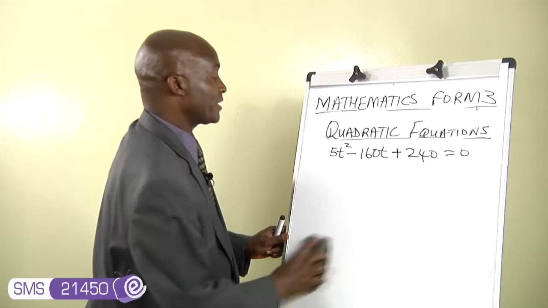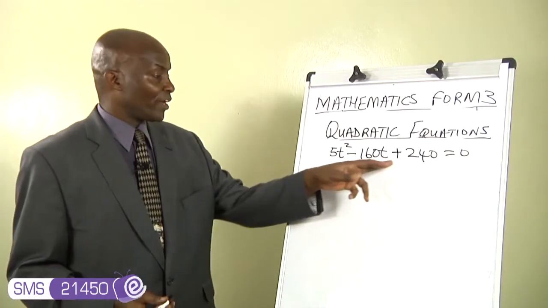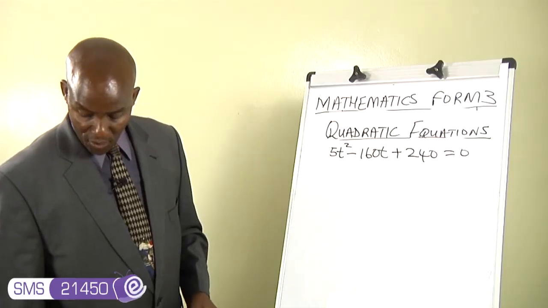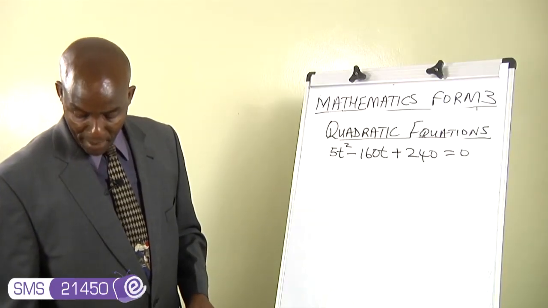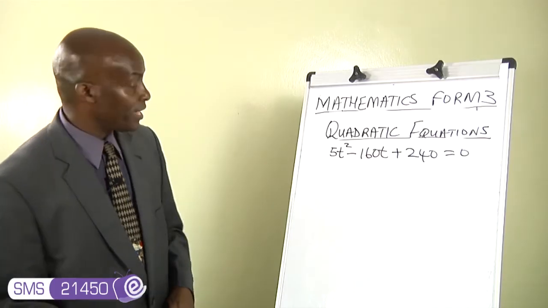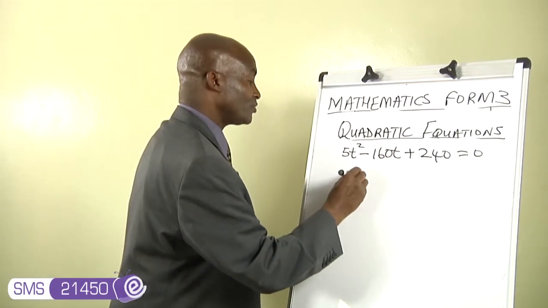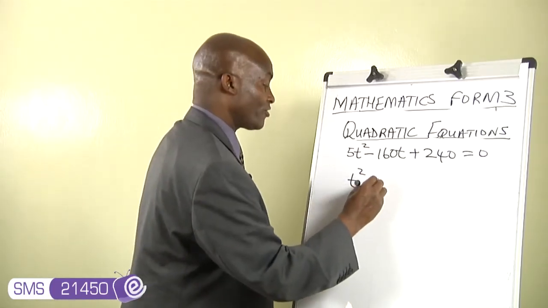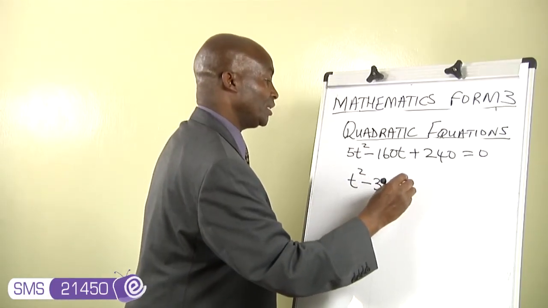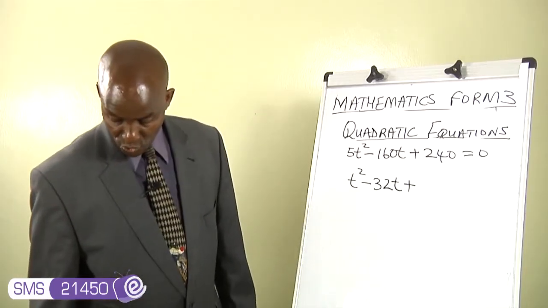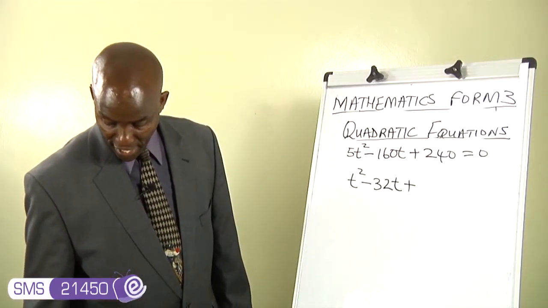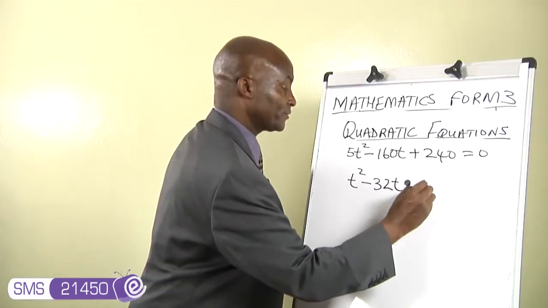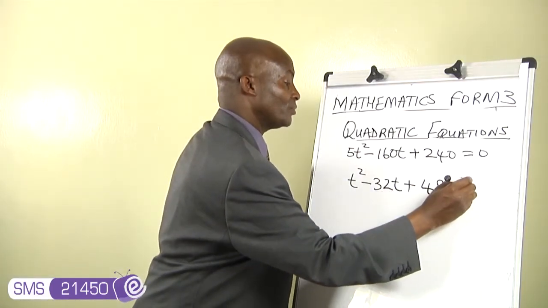Now, since each of the constants is divisible by 5, we can divide throughout by 5 just to simplify, so that this becomes t squared minus 160 divided by 5, which is 32t, plus 240 divided by 5. This gives us 48 is equal to 0.